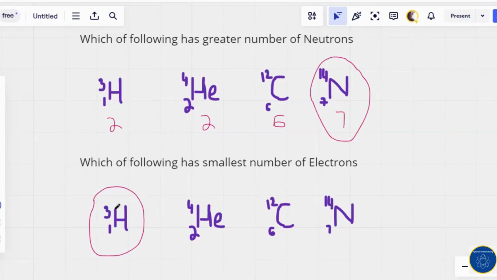For example, if I change the question and ask which of the following has the greater nucleon number? Nucleon number is the same as the mass number. Don't get confused with that. In the case of nitrogen, the nucleon number is 14. So in that case, the answer would be nitrogen if I ask about the greatest nucleon number.